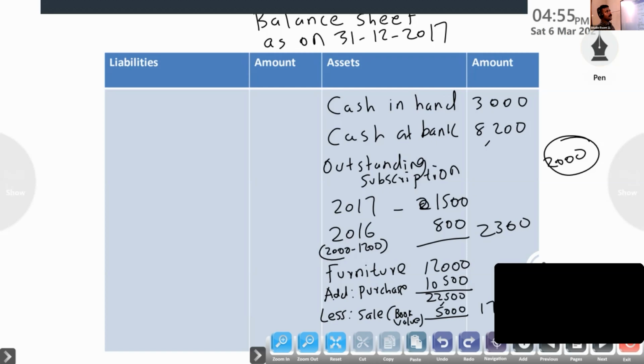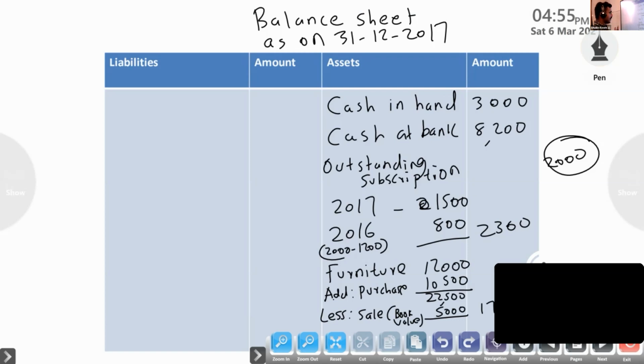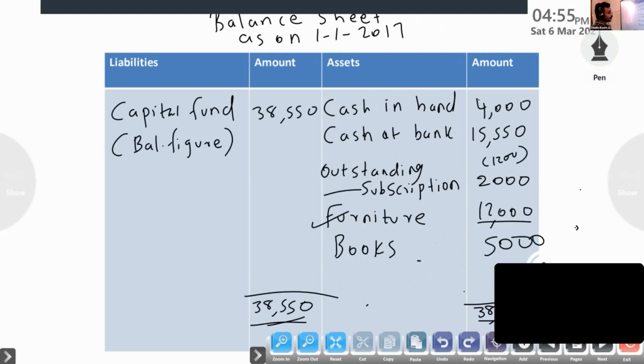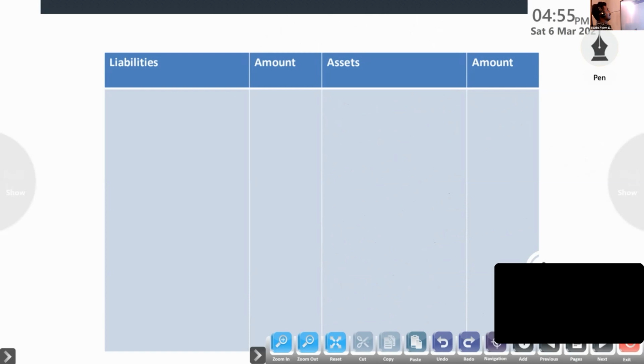Okay, furniture. Then for an asset you have to look at the payment side. Plus purchase. Whenever we are writing any asset, when the payment side has it, plus. If the receipt side has it, less. Now, next one, books.